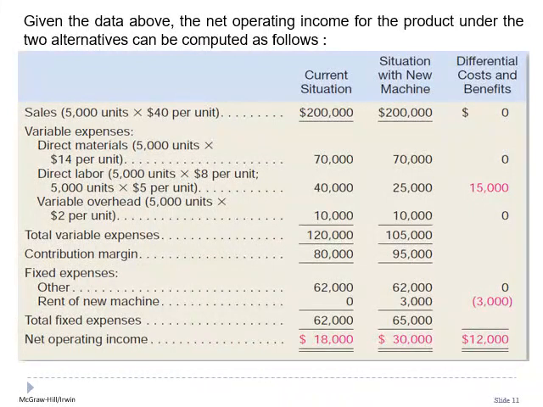To answer the previous example using the two methods or the two ways, the total cost and the differential cost, we can use the data above to answer this example. Given the data above, the net operating income for the product under the two alternatives can be computed as follows.